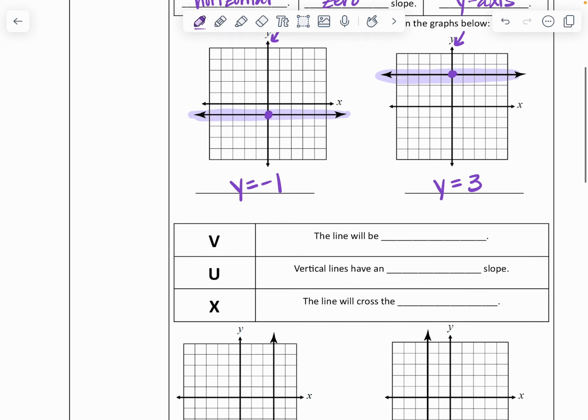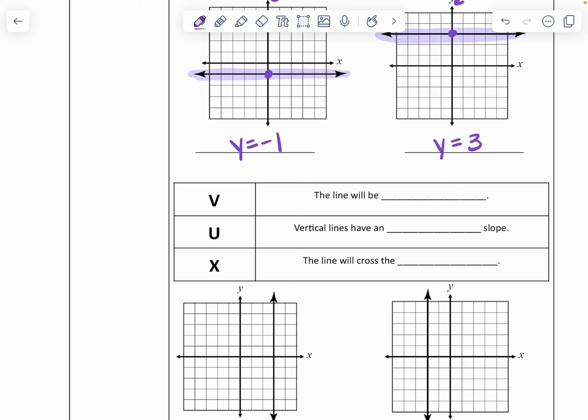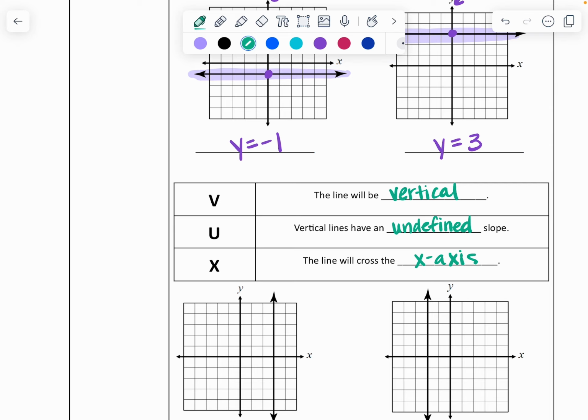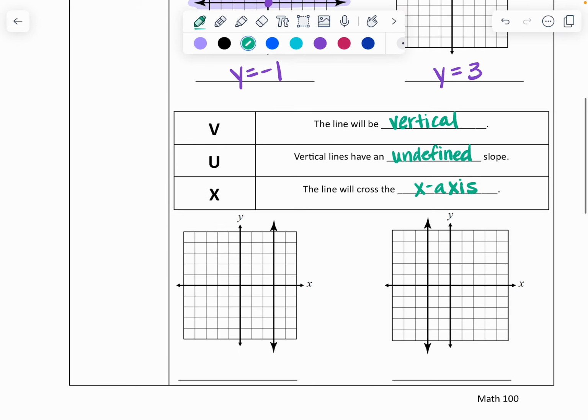The next acronym is VUX, V-U-X. And this stands for vertical. Vertical lines have an undefined slope, and the line will cross the x-axis. So here is my x-axis, the one that runs left to right. I have a line graphed here, and it crosses the x-axis at +3.